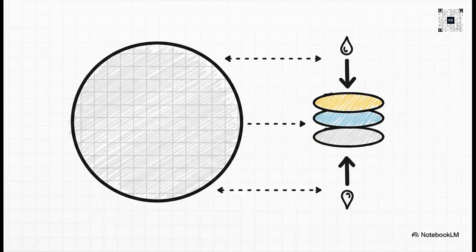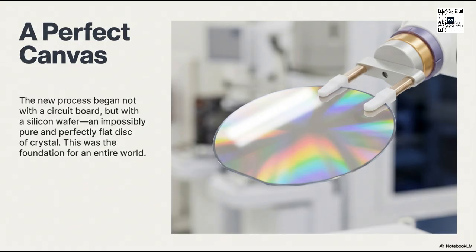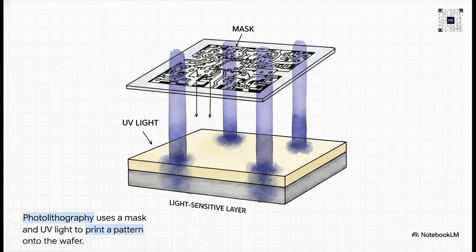And what goes on top of it? First, an insulating layer, usually silicon dioxide. Then on top of that, a light-sensitive chemical called a photoresist. Think of that as the photographic film that's going to capture the blueprint. And then comes the key step, I assume, transferring the blueprint. Exactly. Photolithography. This is where it all happens.